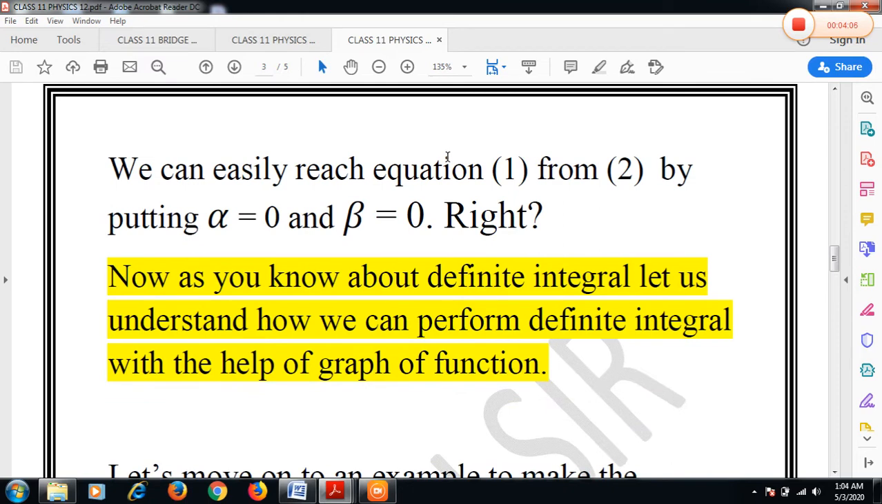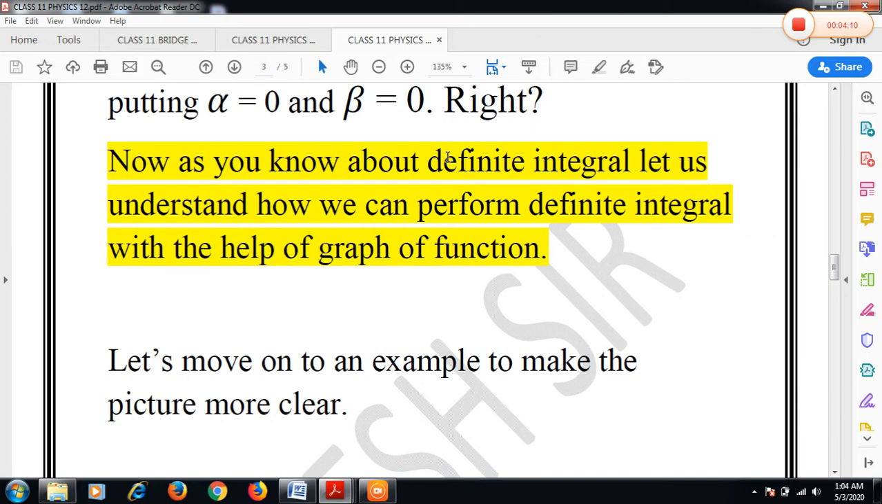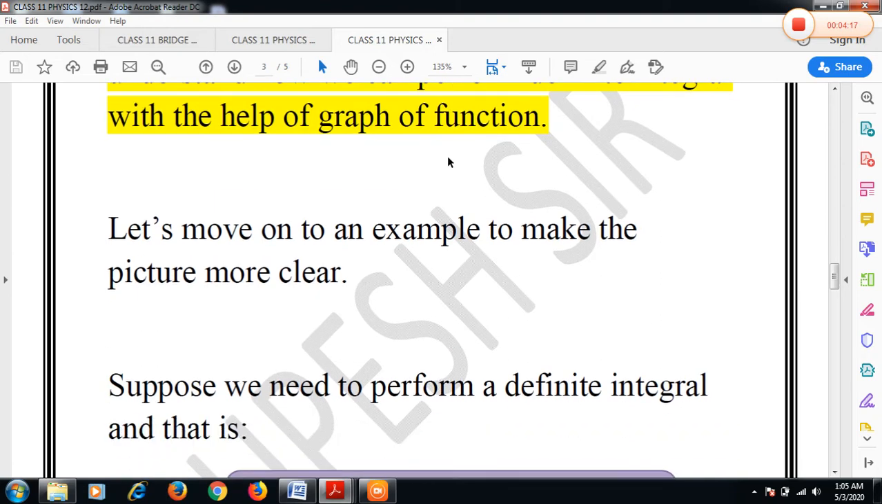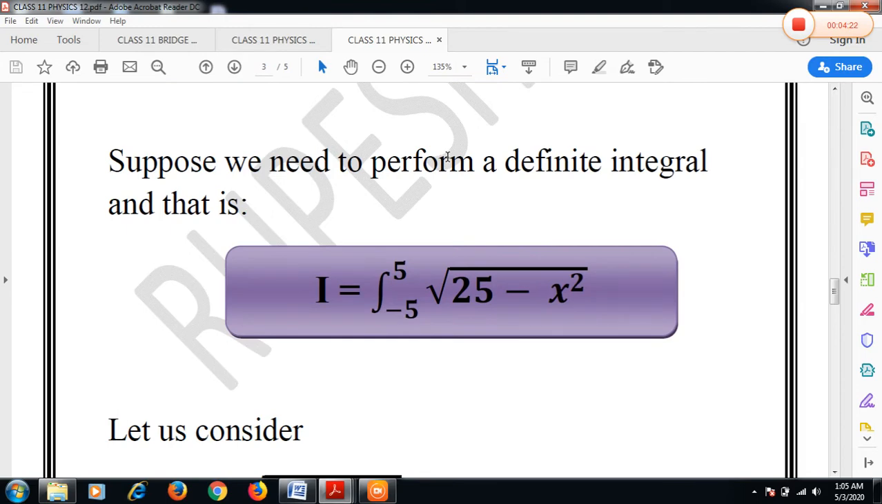Now as you know about definite integral, let us understand how we can perform definite integral with the help of the graph of a function. Let's move on to an example to make the picture more clear. Suppose we need to perform a definite integral, I equals integration of root over 25 minus x square, having lower limit minus 5 and upper limit plus 5. So we need to integrate this function within the limit minus 5 to plus 5.